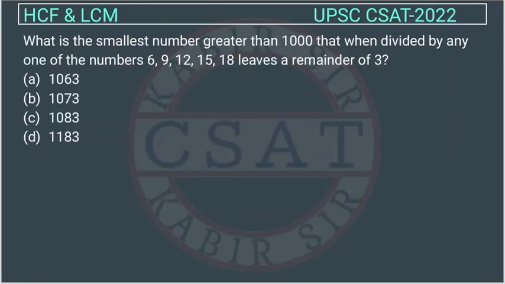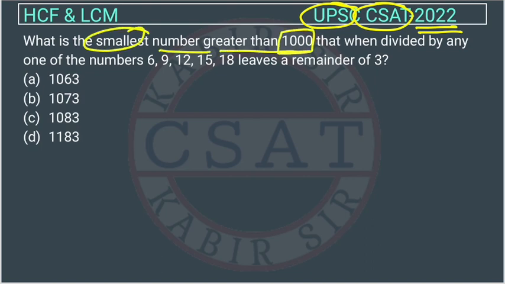This is the question of HCF and LCM asked in the UPSC CSAT paper of 2022. What is the smallest number greater than 1000 that when divided by any one of the numbers 6, 9, 12, 15, 18 leaves a remainder of 3?